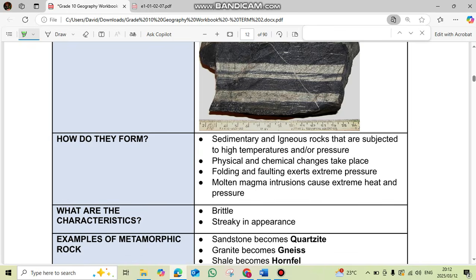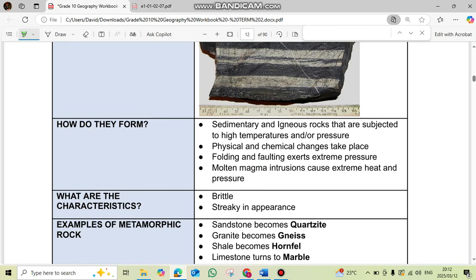So how do they form? Sedimentary rocks and igneous rocks are subjected to extremely high temperatures and/or pressure. The high temperatures, especially, we would find in your mantle. The pressure we would also find either where we have our plate boundaries, which we will speak about a bit later on, or the immense pressure is due to the weight of your various layers.